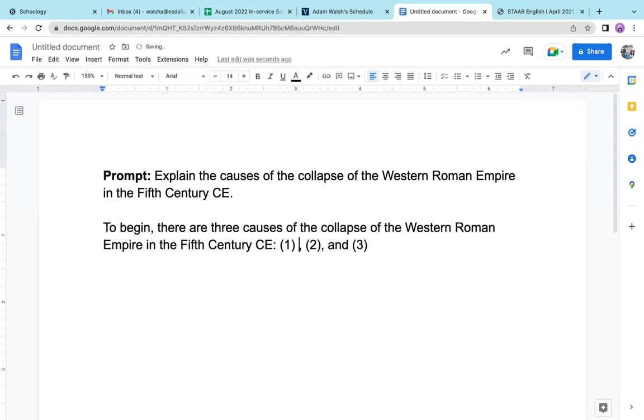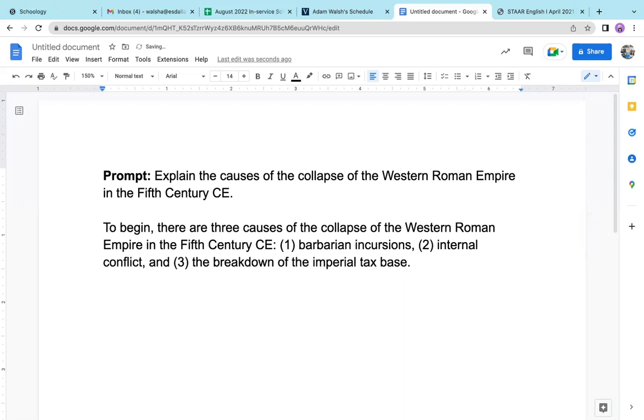So the first one, I'm just going to make up 3 reasons. We're going to say barbarian incursions, okay? We'll say internal conflict, and 3, breakdown of the imperial tax base.